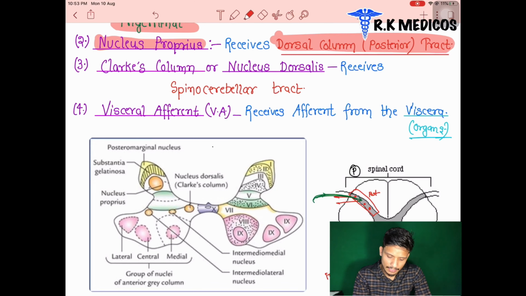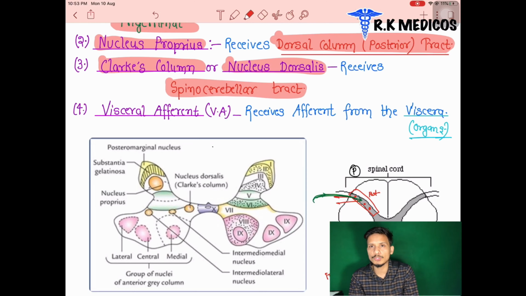Now we can see Clark's nuclei, or the nucleus dorsalis. They are the same term. They are also controlling the spinocerebellar tract. What is the pathway going from the spinal cord to the cerebellum? That is the spinocerebellar tract. These tracts are controlled by which nuclei? That is Clark's nuclei, or nucleus dorsalis.